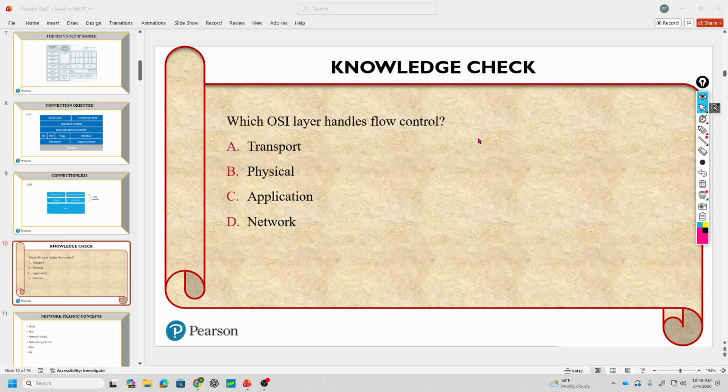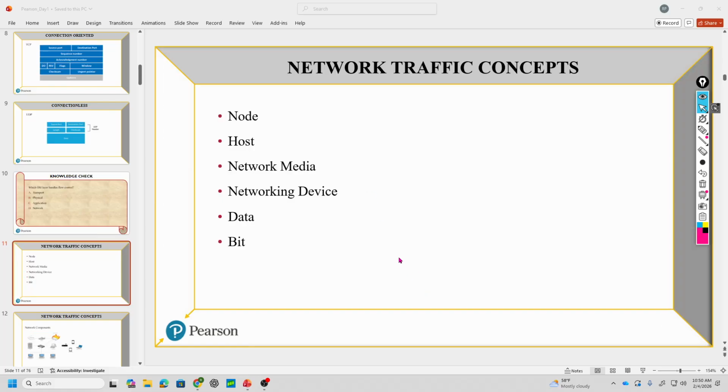All right, so quick knowledge check. Which OSI layer handles flow control? Do you remember? Well, that's the transport layer. The transport layer handles flow control, or i.e. windowing size. Okay. Now let's think about some different network traffic concepts.